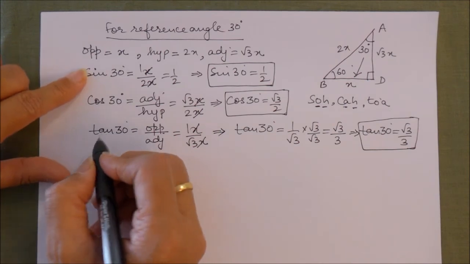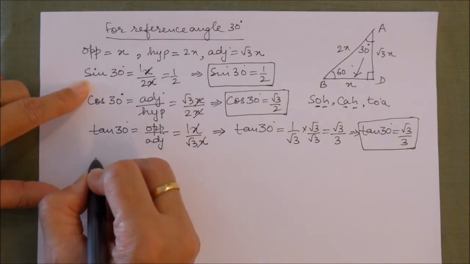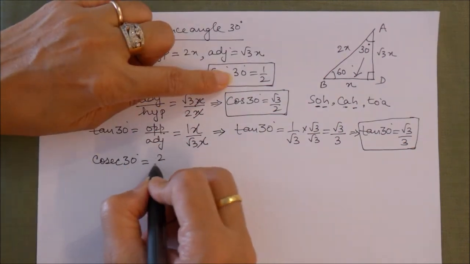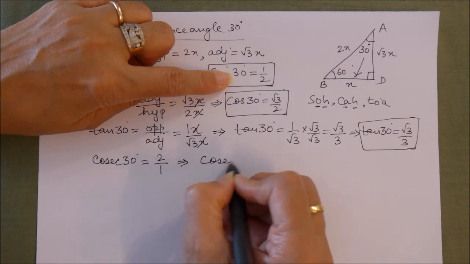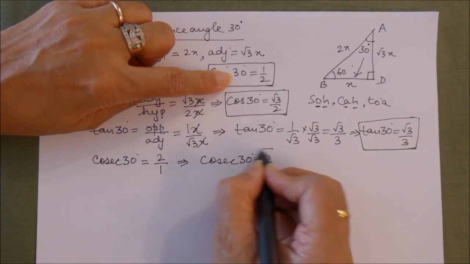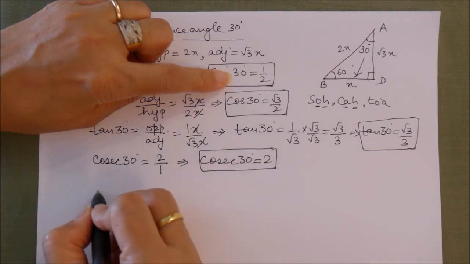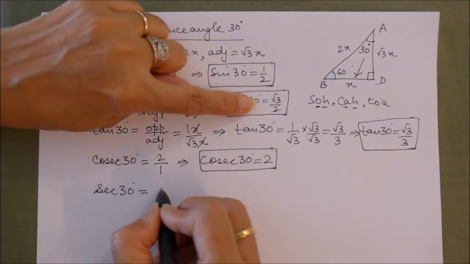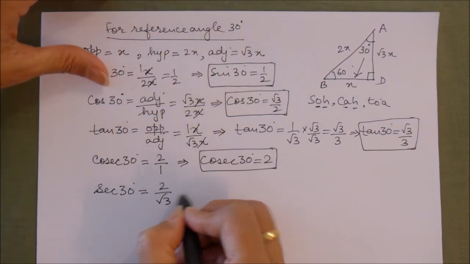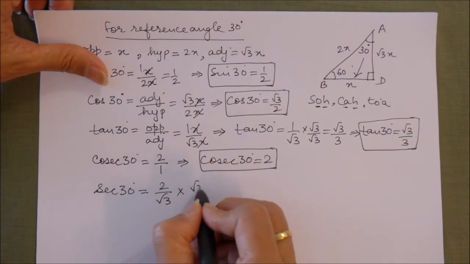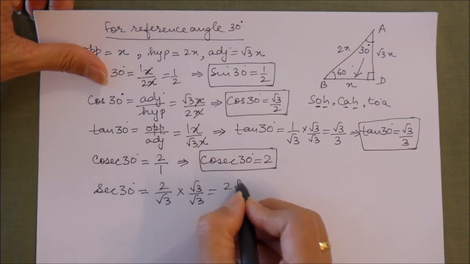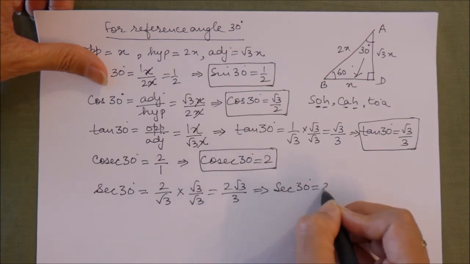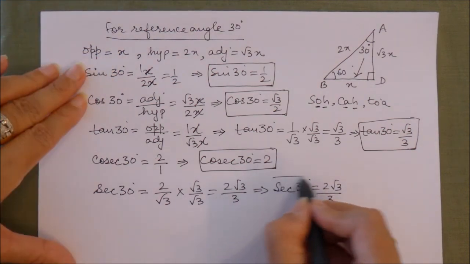Then the reciprocals of these three. So reciprocal of sine is cosecant 30 degree, which is the reciprocal from here, so 2 over 1. That means cosecant 30 degree is 2. Then reciprocal of cosine is secant 30 degree. So the reciprocal is 2 over root 3. Since it is a radical here, we rationalize it, which is 2 root 3 upon 3. So we get secant 30 degree is equal to 2 root 3 upon 3.